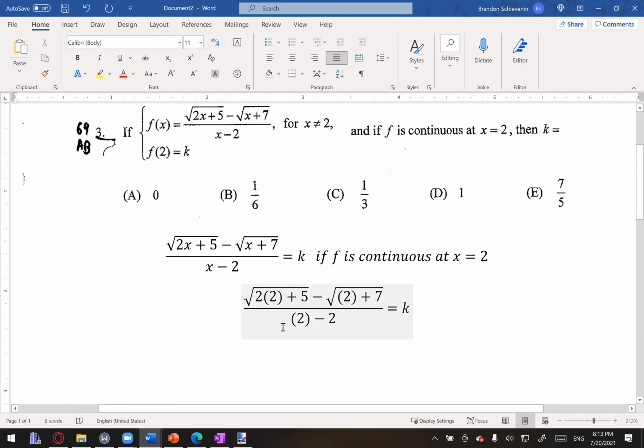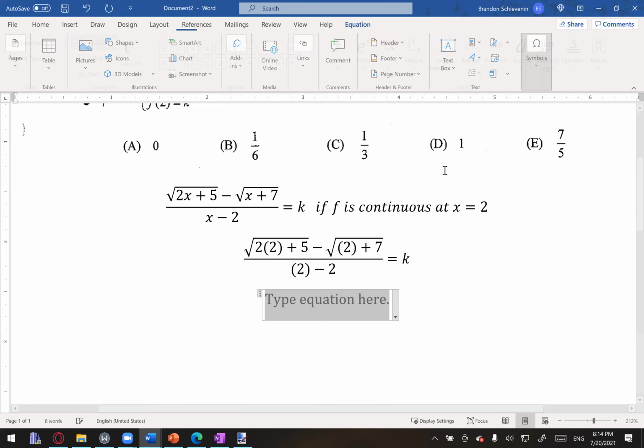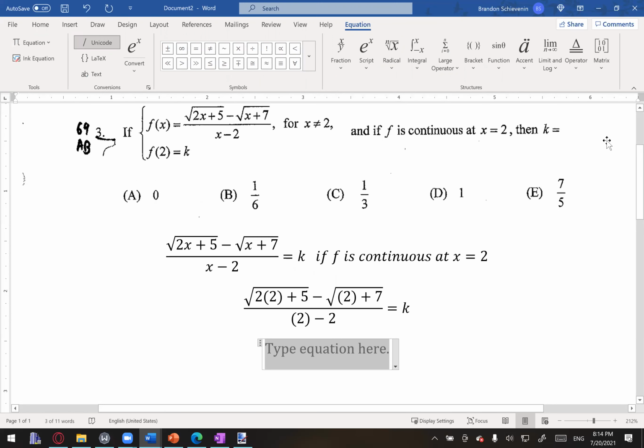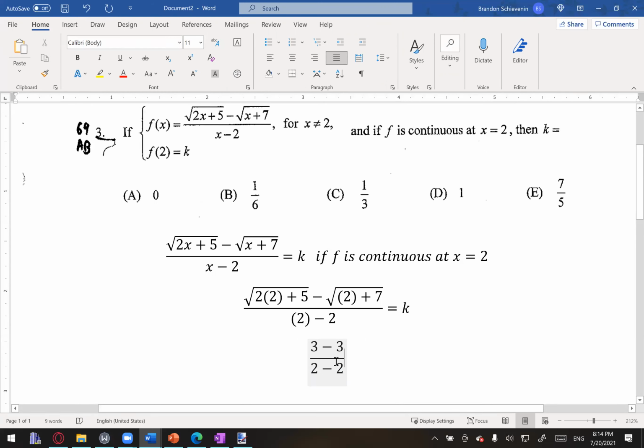When I do, what's going to happen on top? Okay, this is 4 plus 5 underneath the root. What's the square root of 4 plus 5? 3. 3 minus 3, you're right. So 3 minus 3, 0, over 2 minus 2. So I've got 0 over 0.